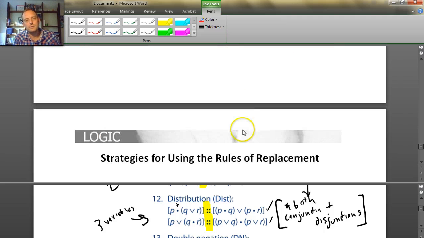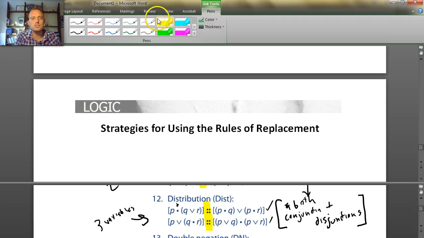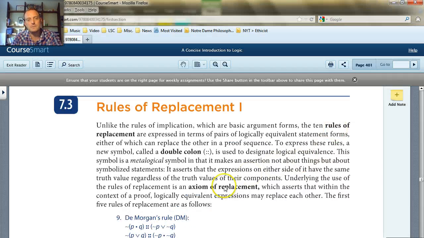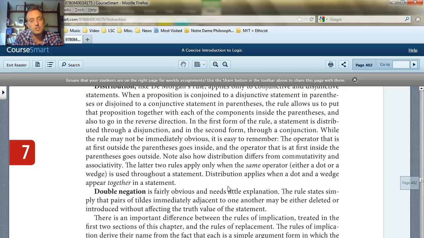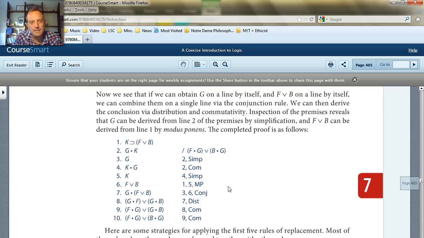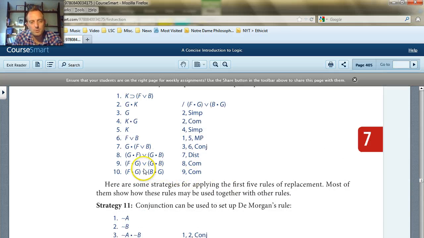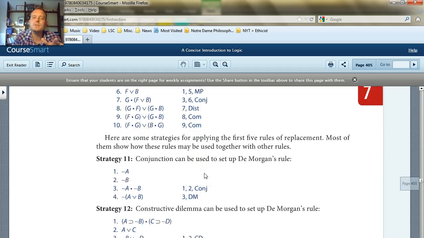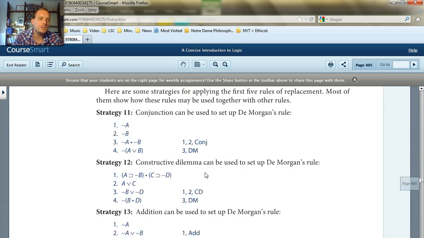It's not too difficult. So let's take a look at some of the strategies for using the rules of replacement. I'm going to draw your attention to the textbook, because these are the strategies that Hurley lays out, and it may be helpful for you. Notice here's that same problem we just did. I ended with line 9 because I did 2 commutations, and he says only 1 commutation per line, which is probably better practice ultimately. So you probably should do that, but when you're writing these things over and over, it seems strenuous.